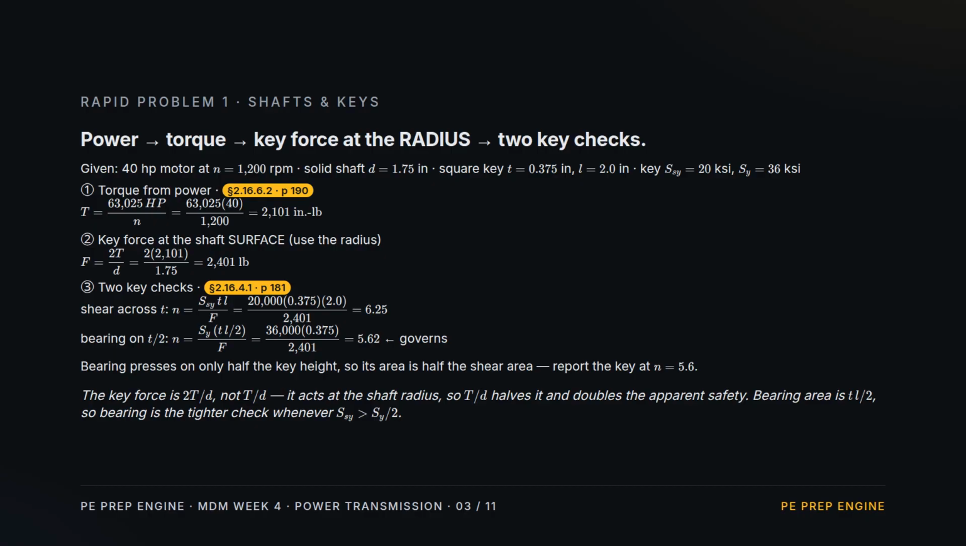Problem 1. Shafts and keys. Recognize the chain. Power fixes the torque fixes the key force at the shaft radius, and the key gets 2 checks. The rotary power relation gives about 2100. The key force is 2T over the diameter, about 2400. Shear across the full width passes near 6 1/4. Bearing on half the height is tighter at 5.6, so bearing governs. Take the key force off the radius, never the diameter.